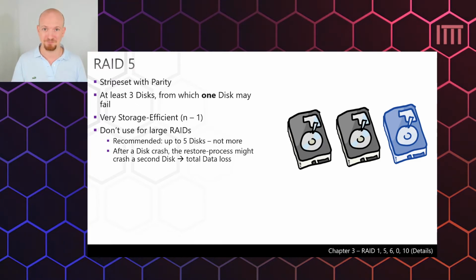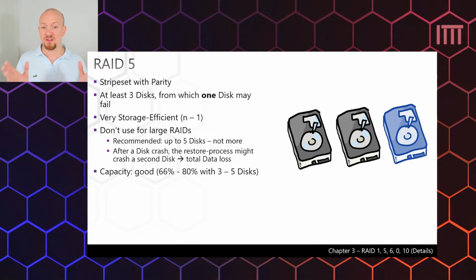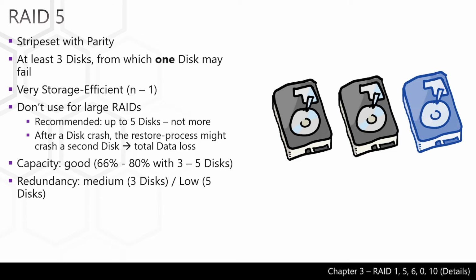And that's bad. The capacity, however, is really good. You get like 66% of capacity when you use a RAID 5 with 3 disks, and you get 80% of capacity if you use it with 5 disks. The redundancy is about medium with 3 disks and low with 5 disks. The speed is pretty slow when writing data to the RAID, but it's a bit faster, I would rate it medium, when reading data from it.